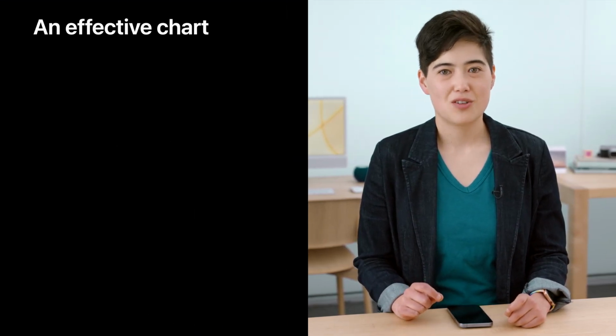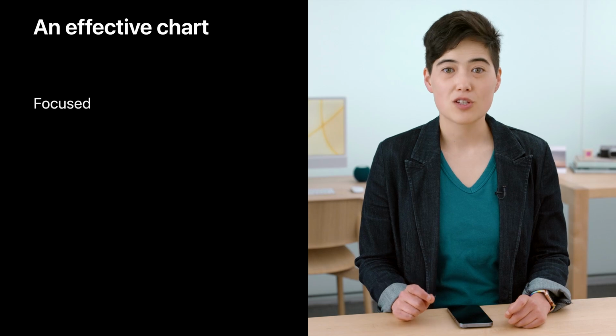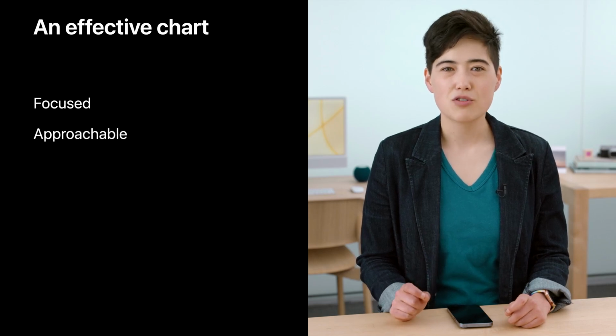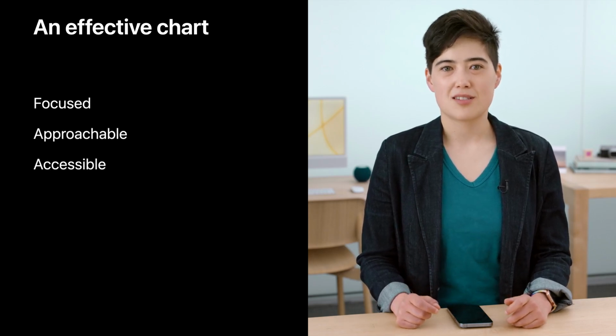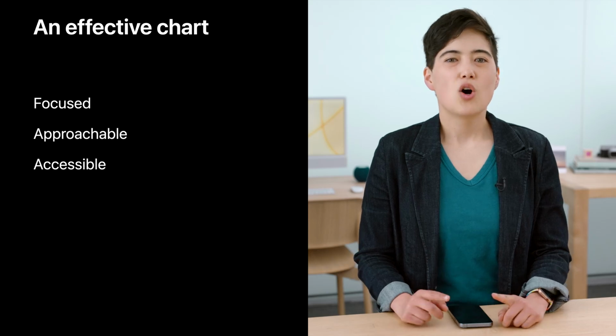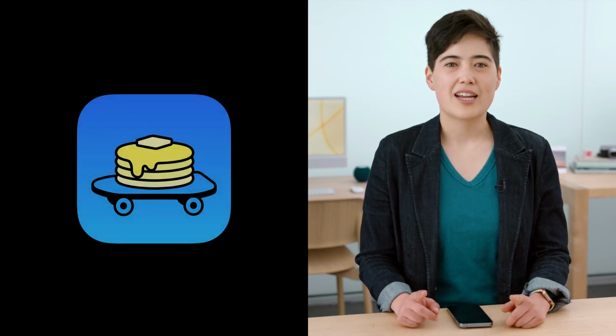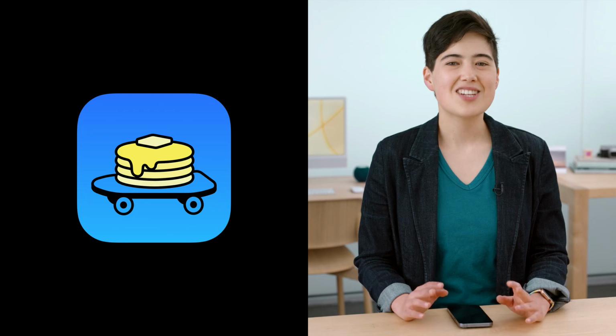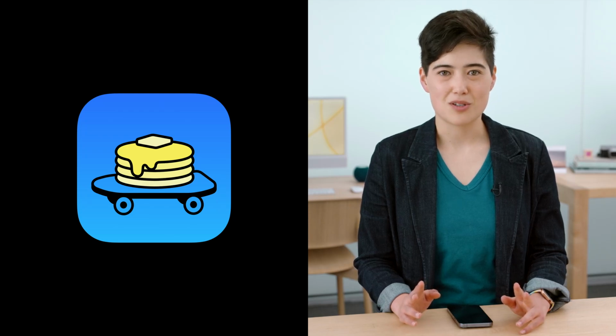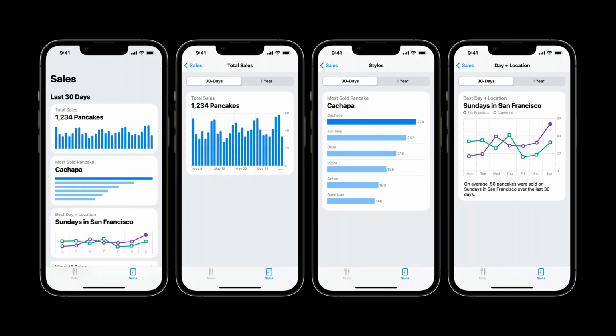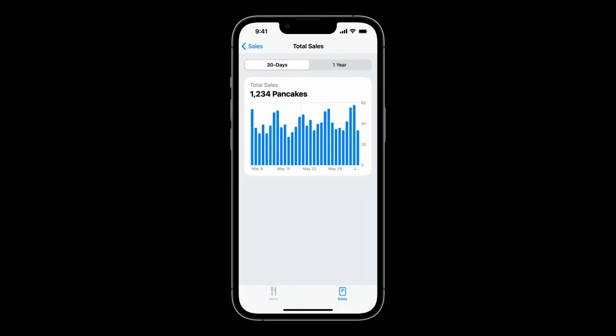In this talk, we'll dive into the next part of the design process, how to design a chart. In particular, designing an effective chart, which means a chart that's focused on what you want to communicate, approachable, and accessible for people with disabilities. To do that, we'll walk through the design of a chart in an app for a food truck selling international pancakes in San Francisco and Cupertino. This finished app has an entire system of charts to help plan and manage pancake sales. Today, we'll focus on how to design one of these charts, which visualizes pancake sales over the last 30 days.